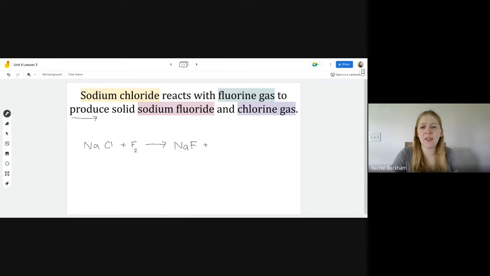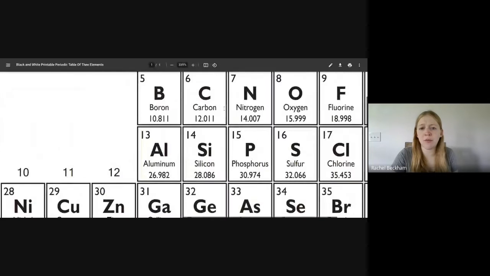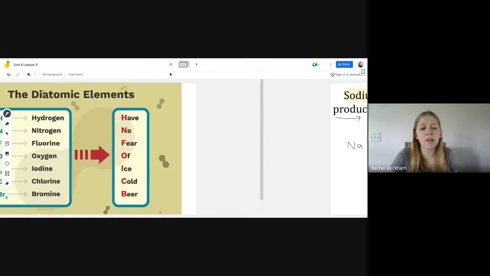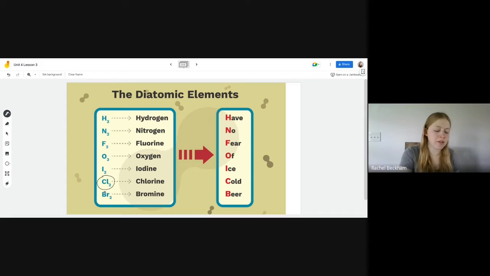Let's look over here. You might think that it's C, but the symbol for C is carbon. Chlorine is Cl, and it's just chlorine gas, so it's going to be Cl like this. But chlorine is also one of the diatomic elements, and so when it's by itself, we're going to double it.